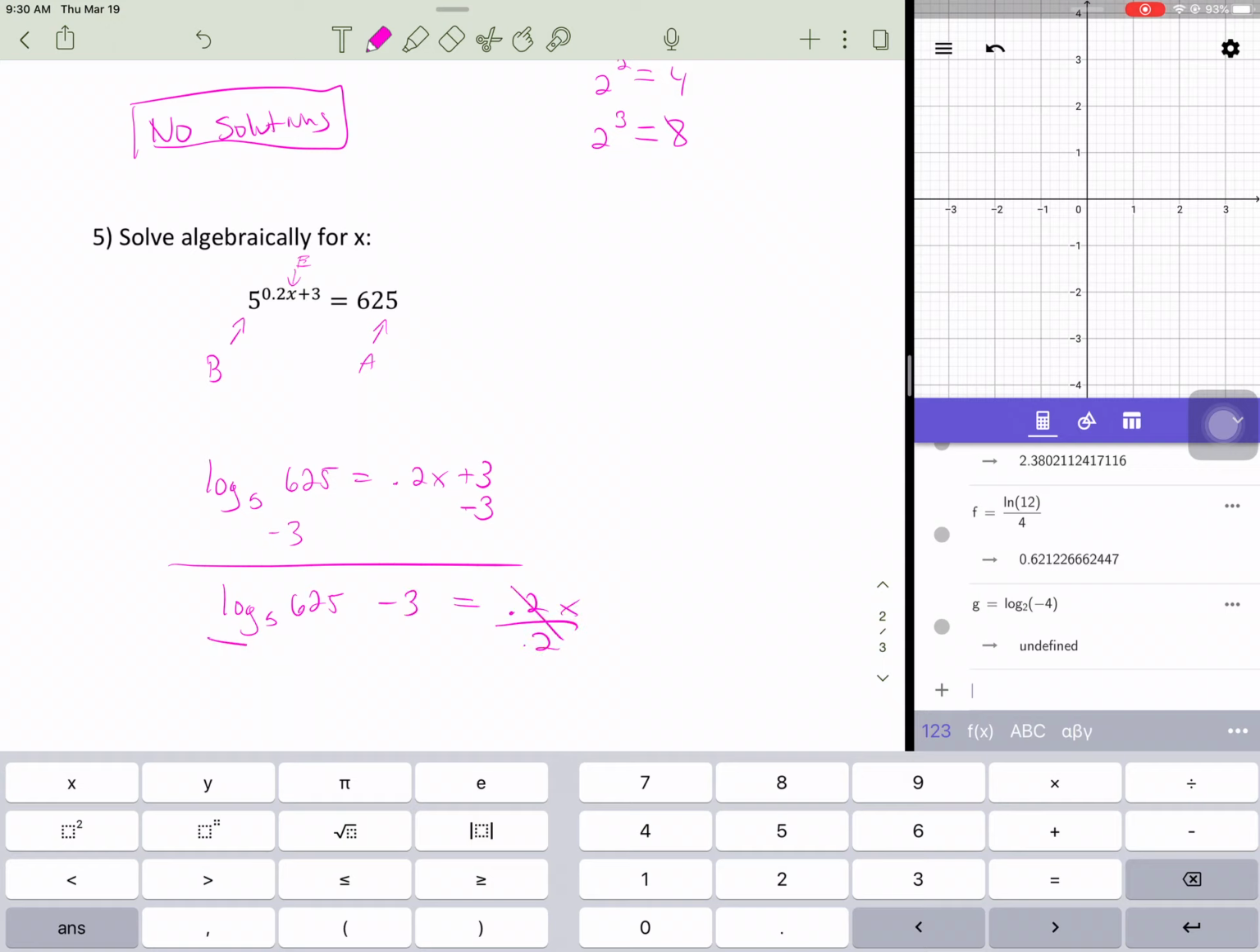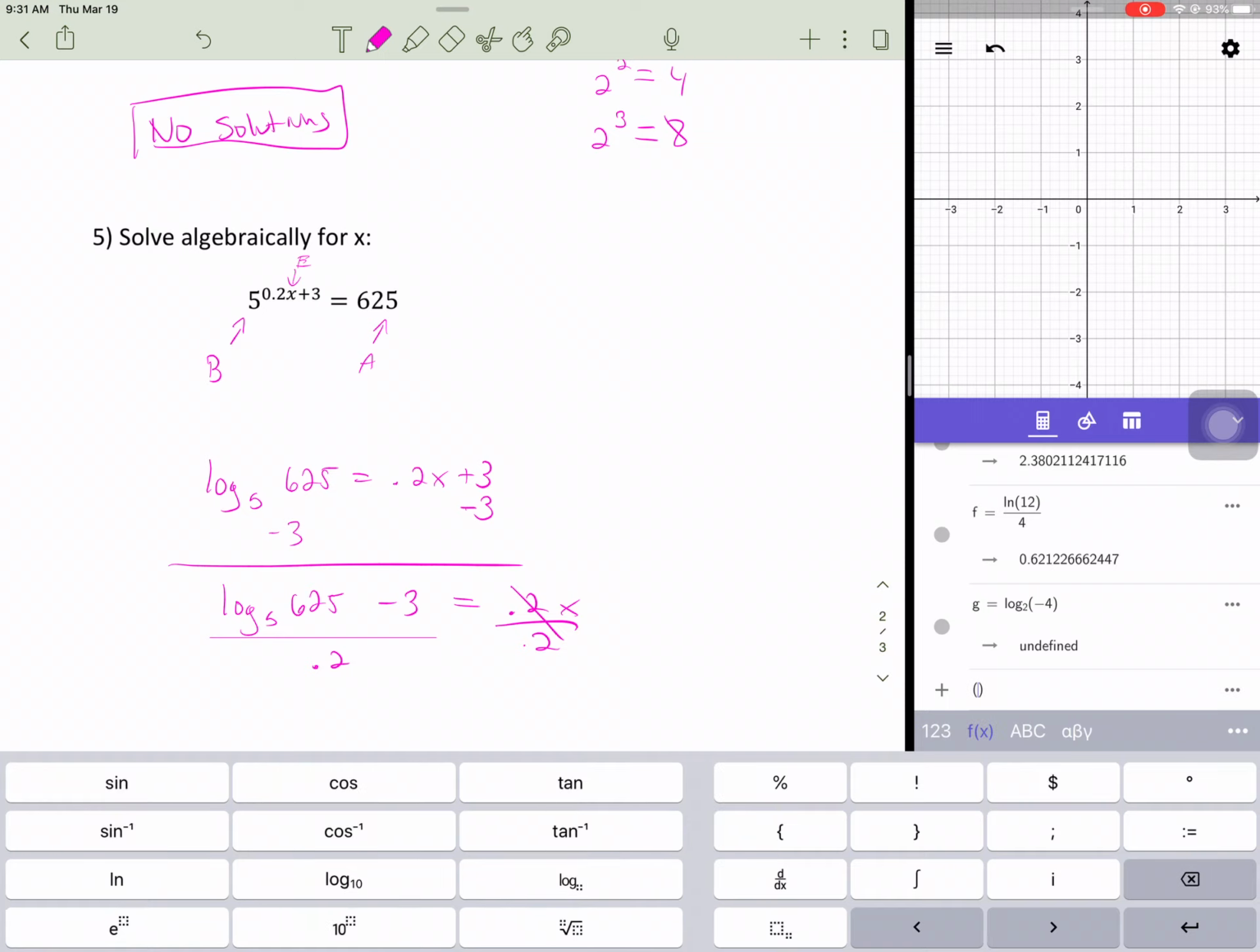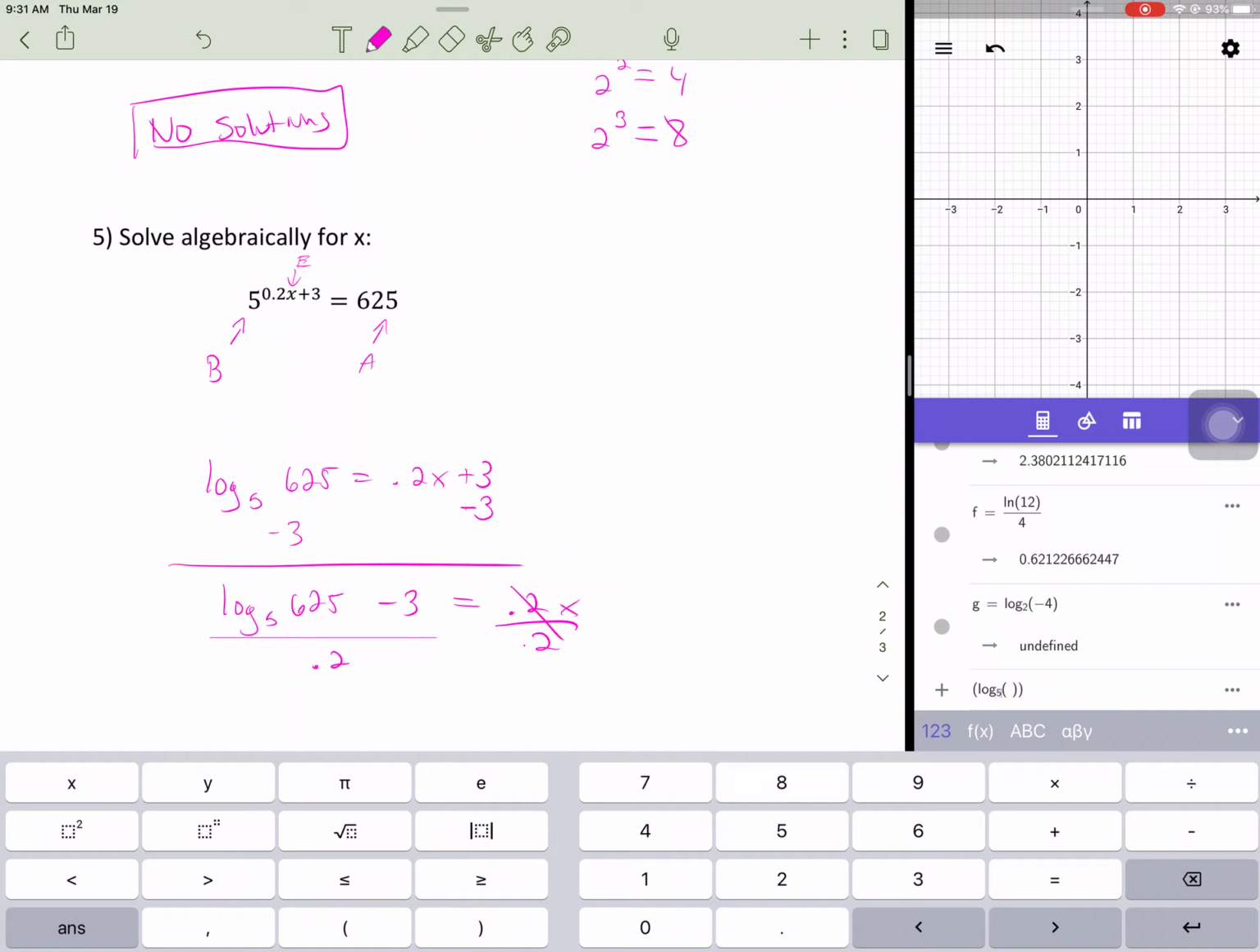Divide by 0.2, and there you go. You can enter this all into the calculator. Let's see. Log base 5 of 625, which is just 4, minus 3. Take that, divide by 0.2, and you get 5.